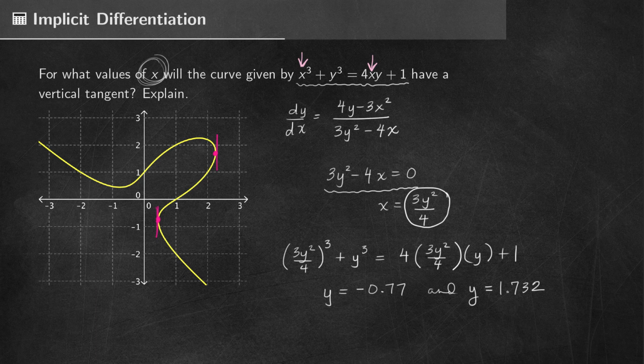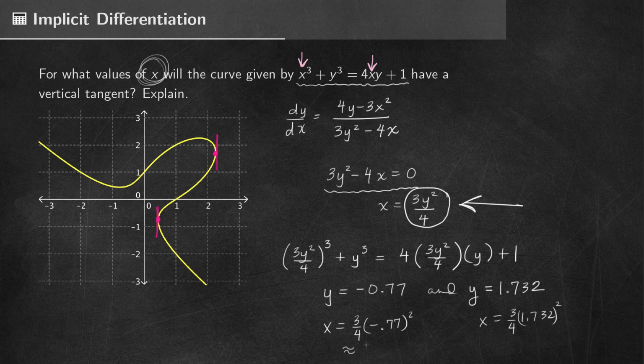But we're actually not interested in the y values. We were asked in the question for what values of x will the curve have vertical tangents. But since we know our y values, we can substitute them back into one of the equations in our system to get the x values. So you could use the original equation, but that one's pretty complicated. It would be easier to use this equation right here, which tells us x is just y squared times 3/4. So x equals negative 0.77 squared times 3/4. Or here, x equals the 1.732 squared times 3/4.